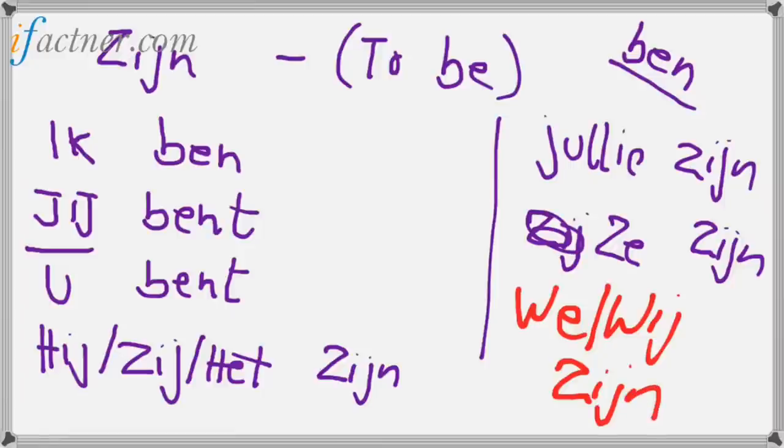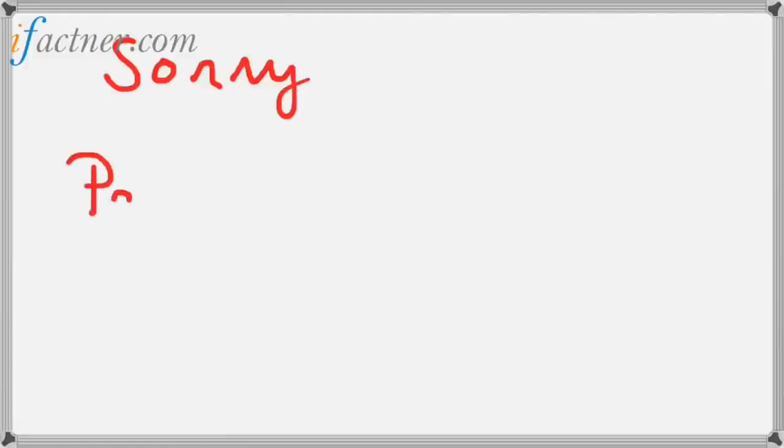And then we have got sorry. Sorry is used for excuse me, sorry. Or we use the word pardon. P-A-R. R is pronounced with a trill. So it's pardon. Sorry.